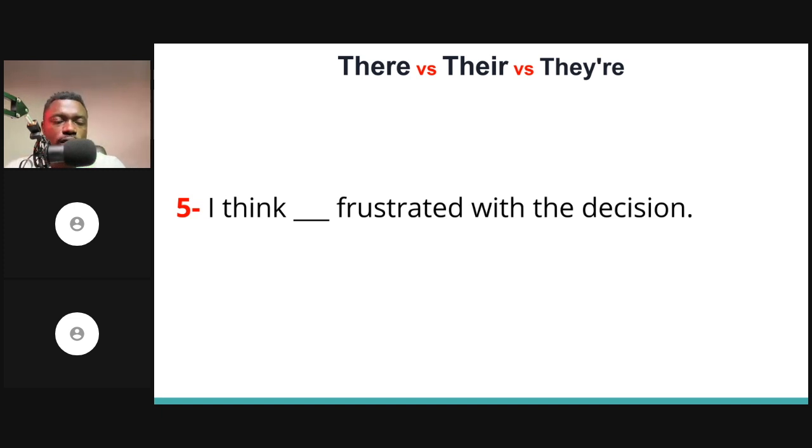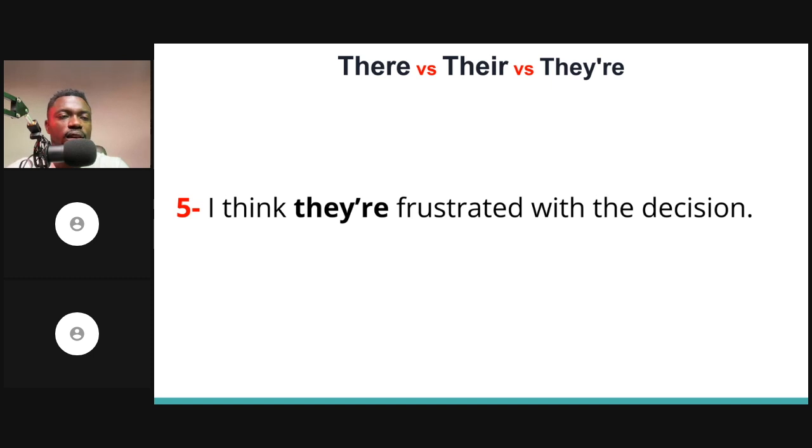Lovins, number five. Go ahead. The third one, sir. I think they are frustrated with the decision. With the decision. The third one. I think they're frustrated with the decision.